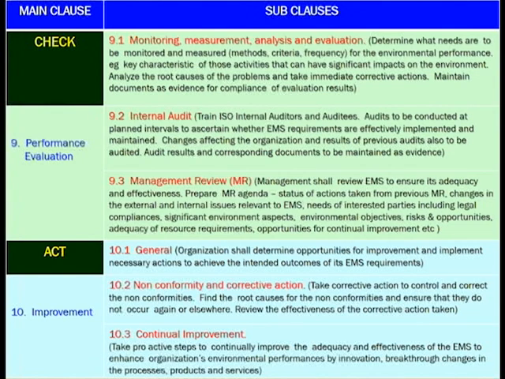Take corrective action to control and correct the non-conformity. Find the root causes for the non-conformities and ensure they do not occur again or occur elsewhere. Review the effectiveness of the corrective action taken. 10.3 is about taking proactive steps to continually improve the adequacy and effectiveness of EMS to enhance the organization's environmental performance by innovation, breakthrough changes in the process, products and services.